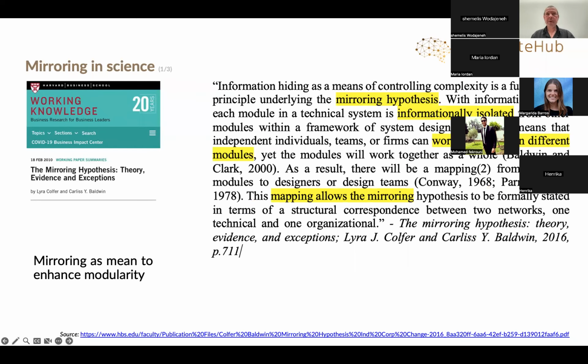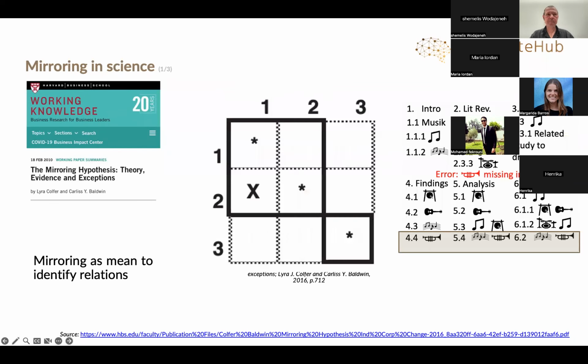A means to enhance modularity. Why is it enhancing modularity? Because as you work over keywords, the more granular it gets. And the better you understand how things relate to each other, that allows you to group things, to break things further down. So this is a very useful tool for that too.